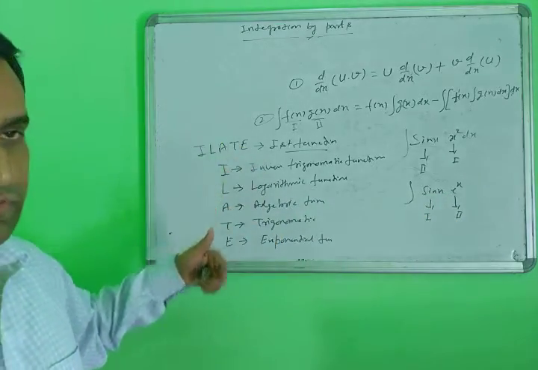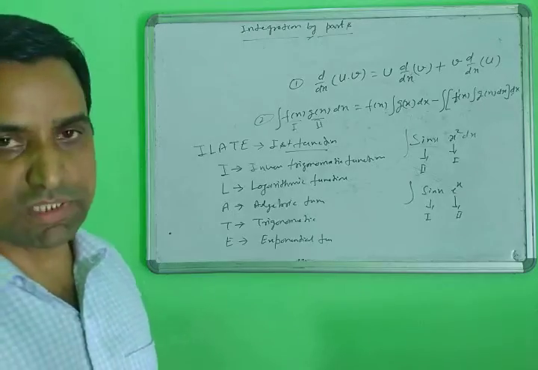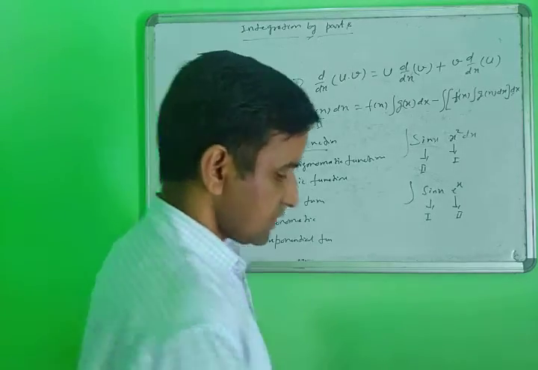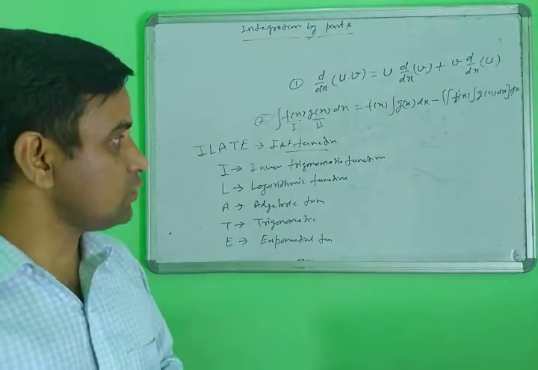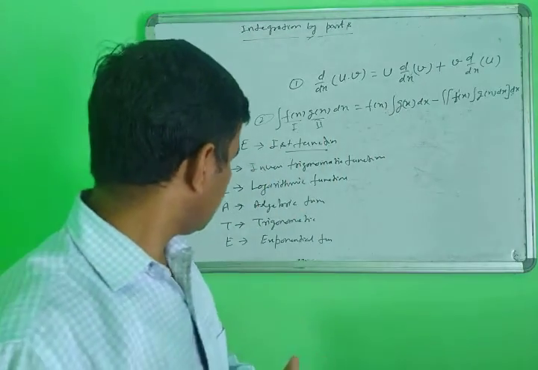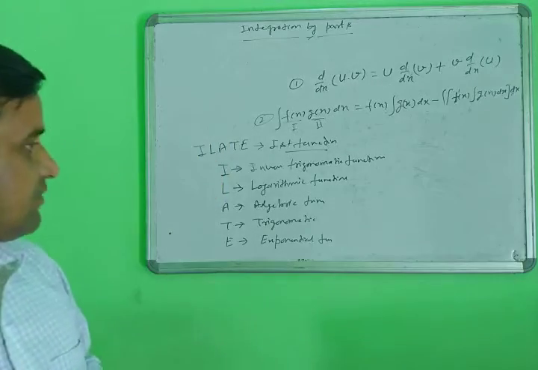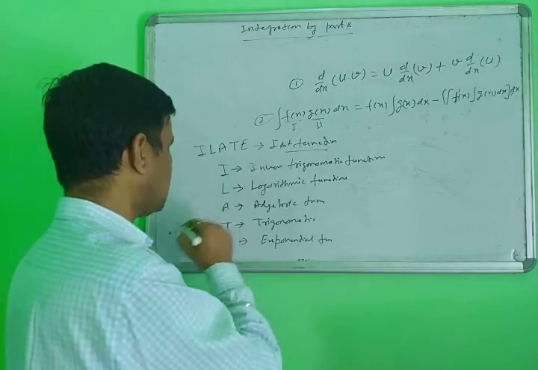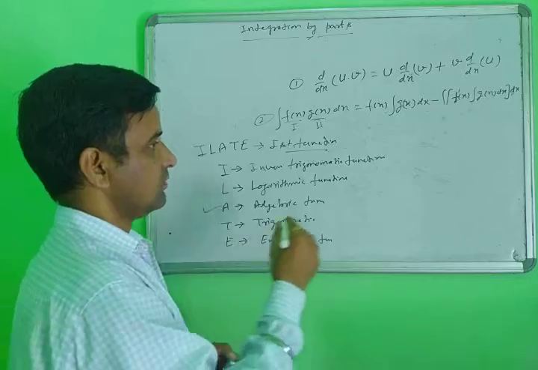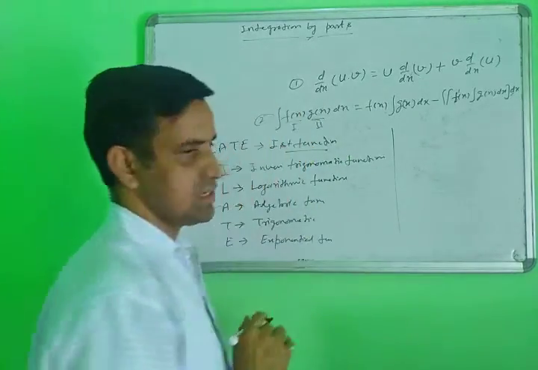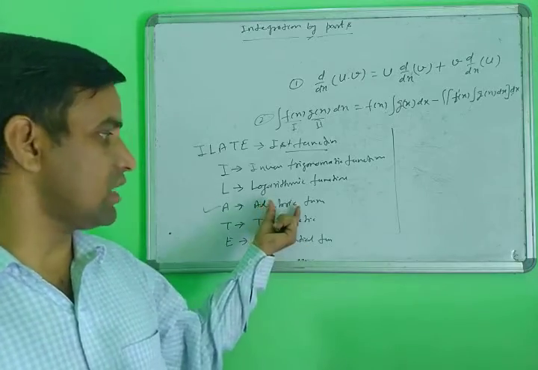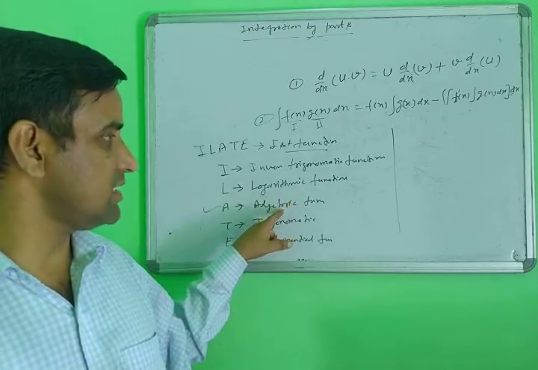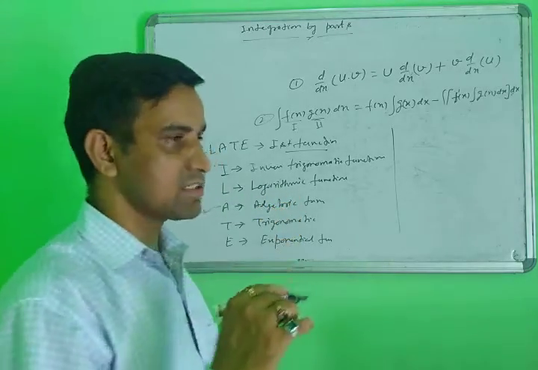According to serial we come to the first. This is the first function, and the rest will be the second function. Suppose you have two algebraic functions, x square and y. Which will be selected first?